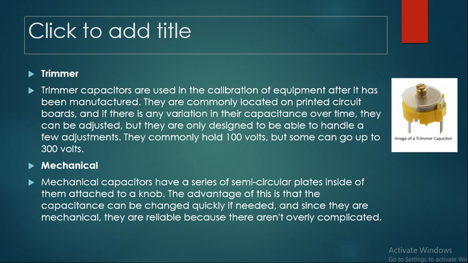The next category in variable capacitors is mechanical. Mechanical capacitors contain a series of semicircular plates inside them, attached to a knob. The advantage of this is that the capacitance can be changed quickly whenever it is required, and since they are mechanical, they are reliable because they are not overly complicated. It is easy and simple to use this type of capacitor.